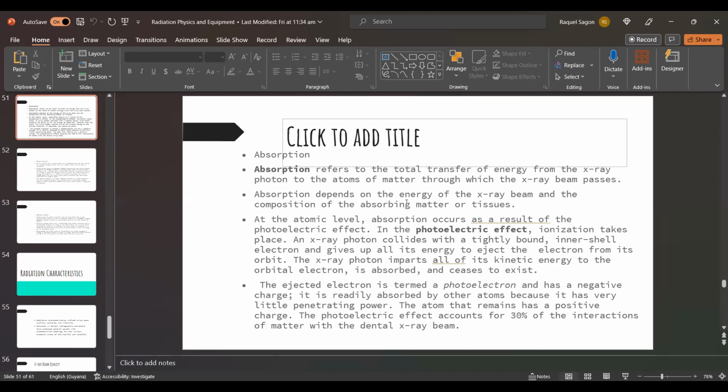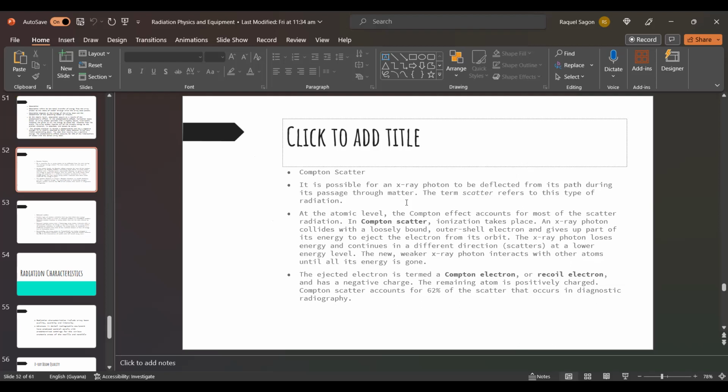So they're establishing that 4 phenomena occur. Remember, this one targets the inner. The Compton targets the outer. So that's why we have the differentiations with all of these. So 4 things happen when X-rays are produced and they hit matter. These are the 4 that occur.